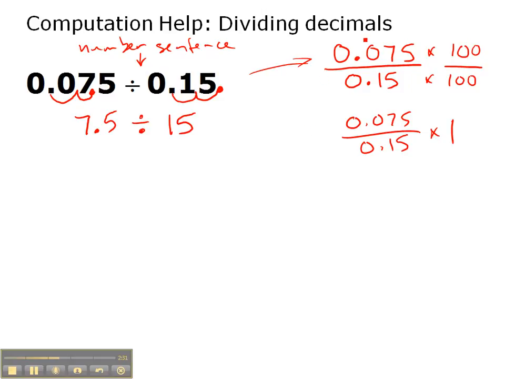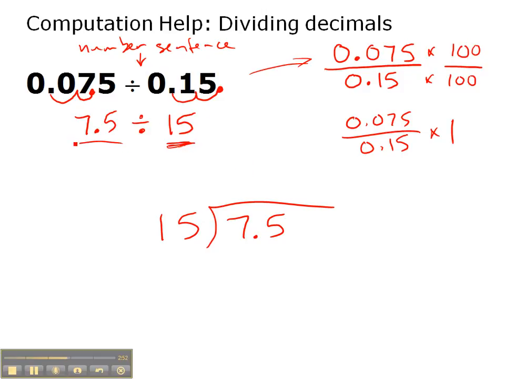Okay, so we've shown it as a fraction. Let's show it the way we would set it up for long division. So we have 7.5 divided by 15. Now resist the temptation to always put the larger number inside the house, because that's not correct.